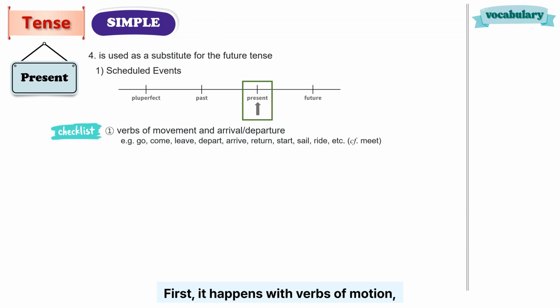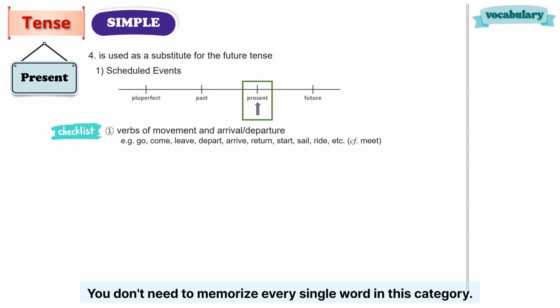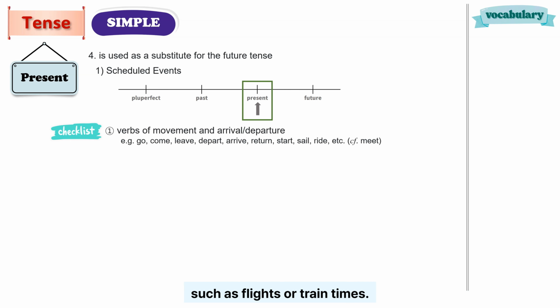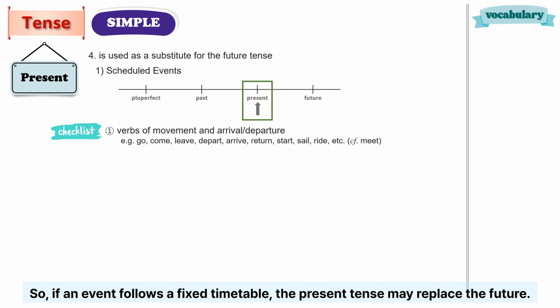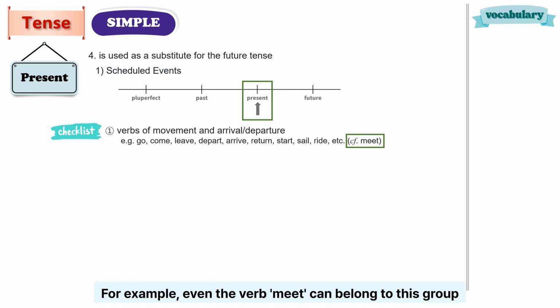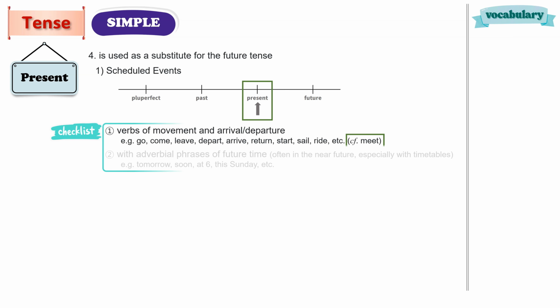First, it happens with verbs of motion, verbs describing coming, going, departing, or arriving. You don't need to memorize every single word in this category. Just remember that they often describe transportation schedules, such as flights or train times. So if an event follows a fixed timetable, the present tense may replace the future. For example, even the verb meet can belong to this group since meetings are scheduled movements or appointments.